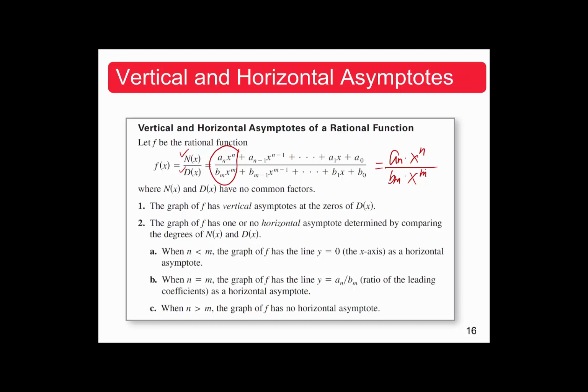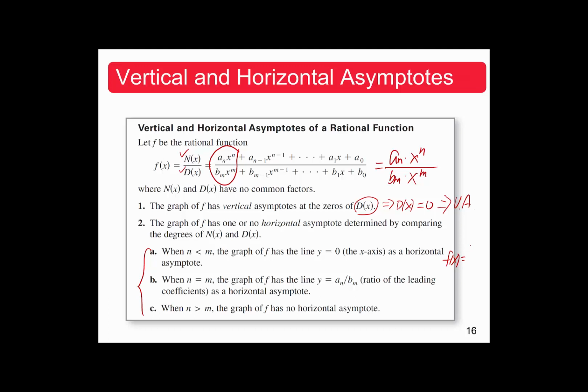So typically, the graph of f of x has a vertical asymptote at the zeros of d of x, meaning you set d of x equal to 0, and you get a vertical asymptote. And the horizontal asymptote has 3 different scenarios, right? The power here determines how the horizontal asymptote plays out.